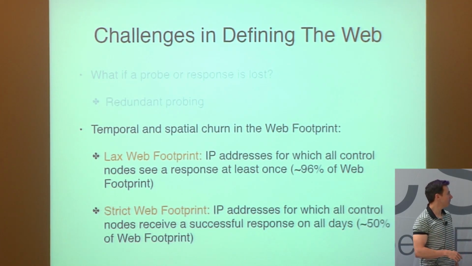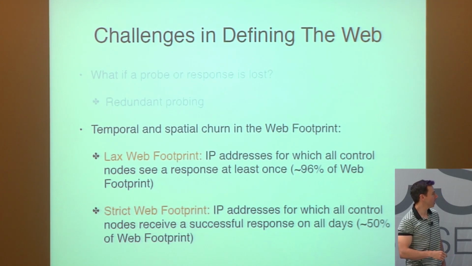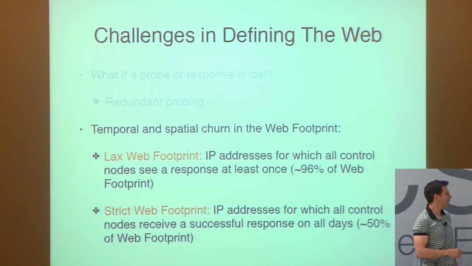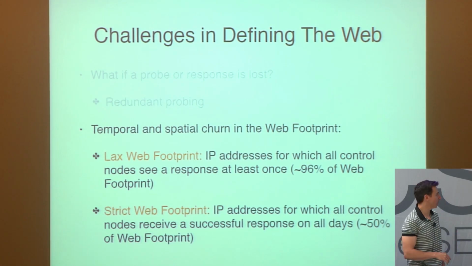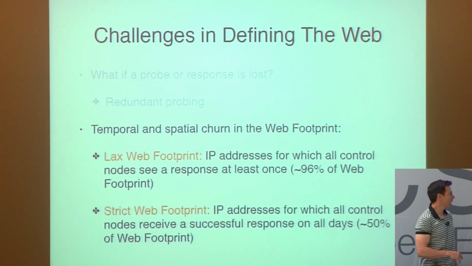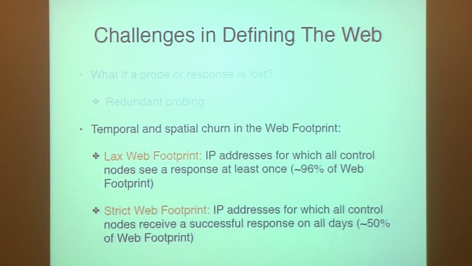And so we came up essentially with two different footprints of the internet. We had one that encompassed the quasi-stable part of the internet, which we called our lax web footprint. These are the ones that at least responded once to one of our control probes. And then there's the more stable part of the internet, about 50% of our web footprint, which reliably responded to all of our control probes. And so we built two kinds of models based on these two different web footprints.